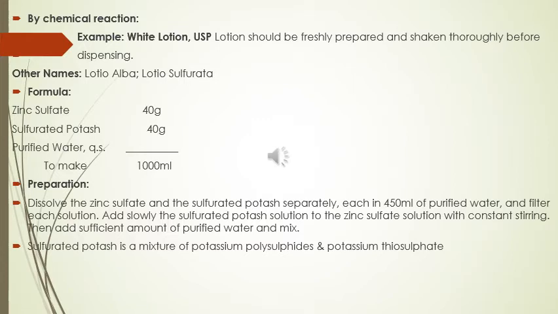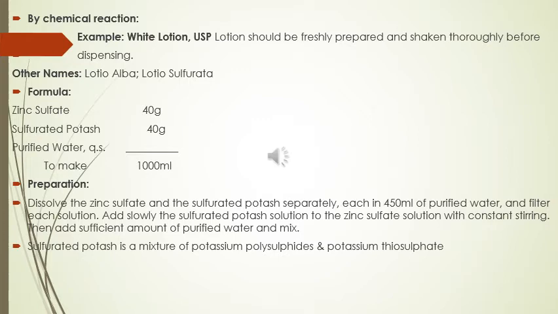The first method for preparation of a lotion is very simple. That is, we triturate the ingredients to form a smooth paste and then add the remaining amount of vehicle to it. The second method is by chemical reaction.